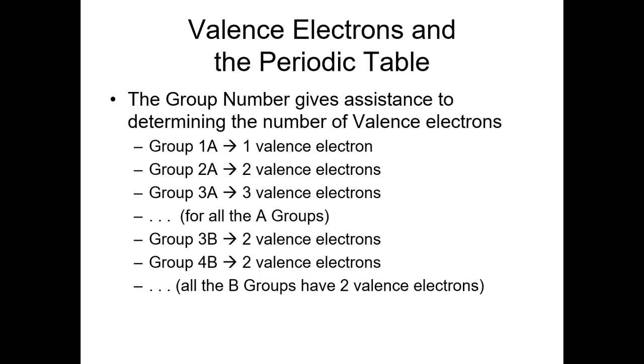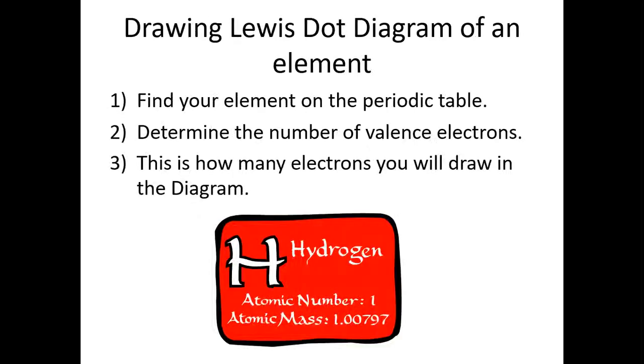So we're going to use this concept of valence electrons, and then we're going to piggyback on that to write a symbol, a diagram, that can help us understand how those valence electrons may interact with other atoms. So let's start by learning how to draw a Lewis dot diagram.